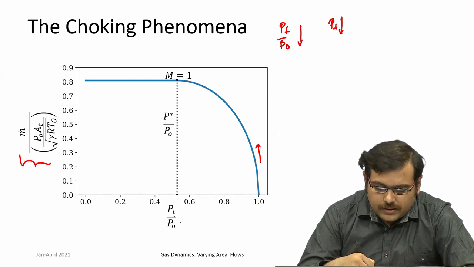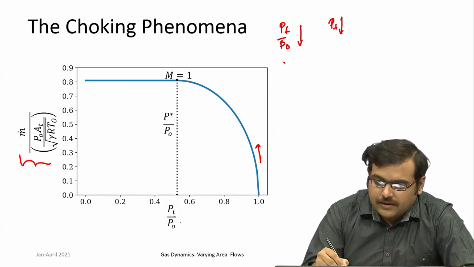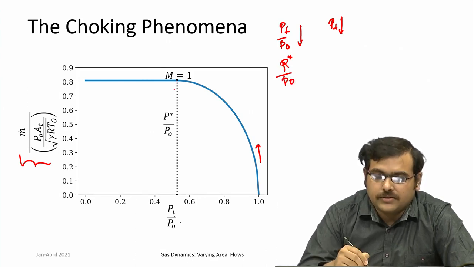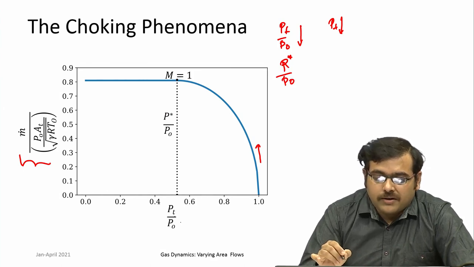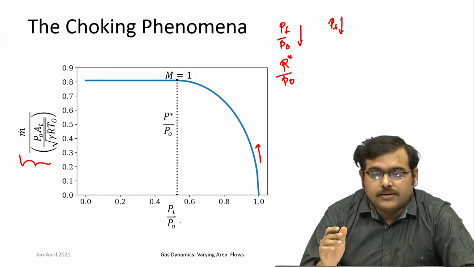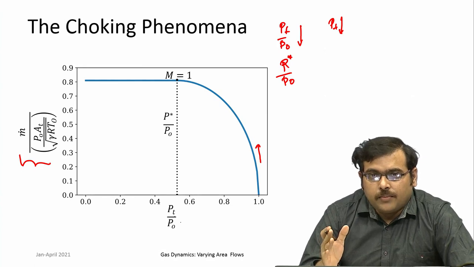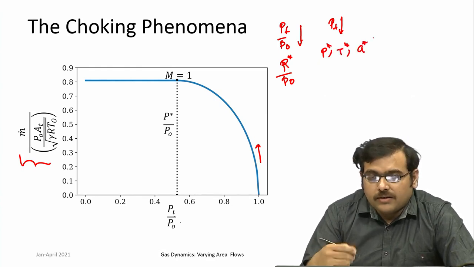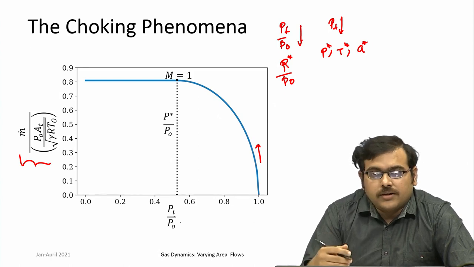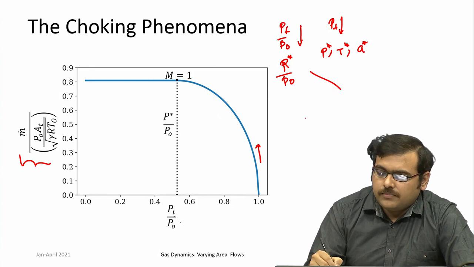Okay, the moment that limit is reached, which is P star by P naught, then from then on mass flow rate cannot increase, because the exit velocity, pressure and temperature become fixed at star values: P star, T star and A star.